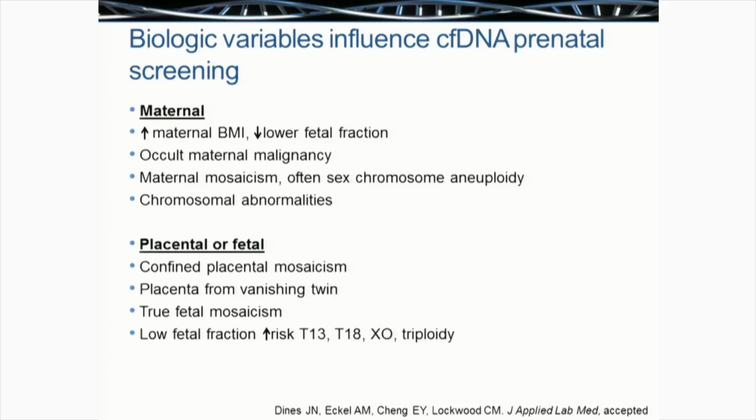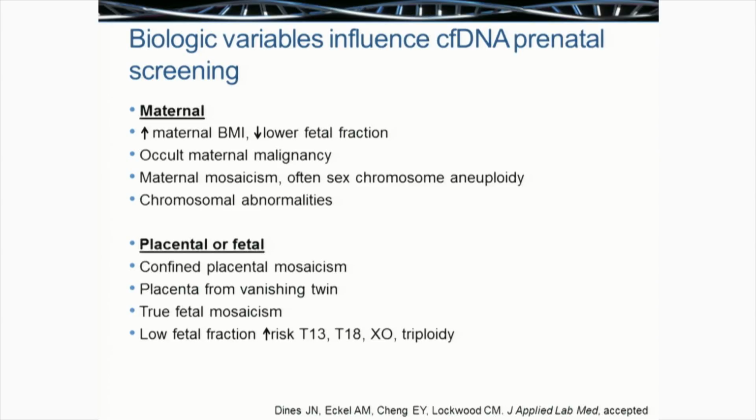You can certainly have occult maternal malignancy, so mom has cancer that she doesn't know about. There were some early papers that got a pretty significant amount of press, where that wasn't known that it could happen. But tumors release cell-free DNA just like you get from the placenta, and you can't tell the difference. All you can tell is that you have an aneuploidy that's present. When we're doing our analysis and we see potentially that there are multiple copy number alterations, that's when we might be more suspicious. There can also be, actually this is the most common, maternal mosaicism, often for sex chromosome aneuploidies.